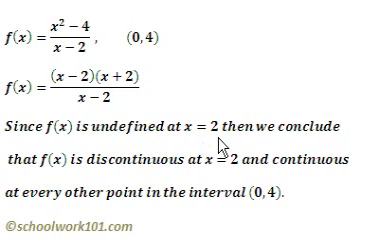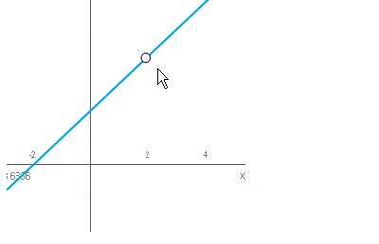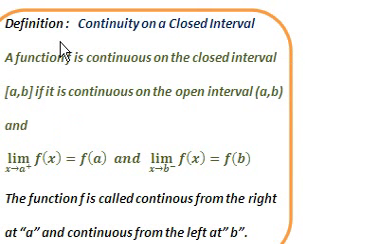Right, so since f of x is undefined at x equals 2, we conclude that f of x is discontinuous at x equals 2 and continuous at every other point in the interval 0 to 4. As you can see, here's the graph, and this hole right here indicates where it's discontinuous.